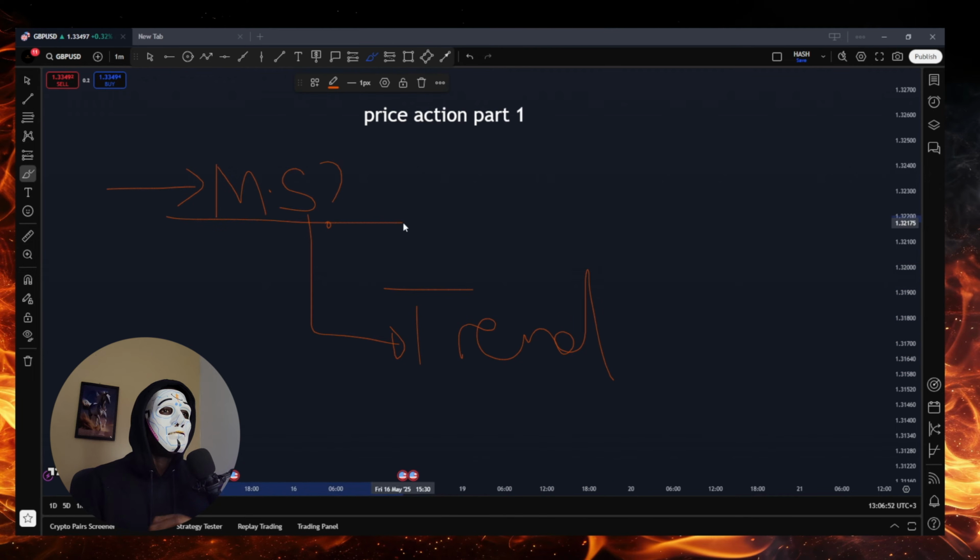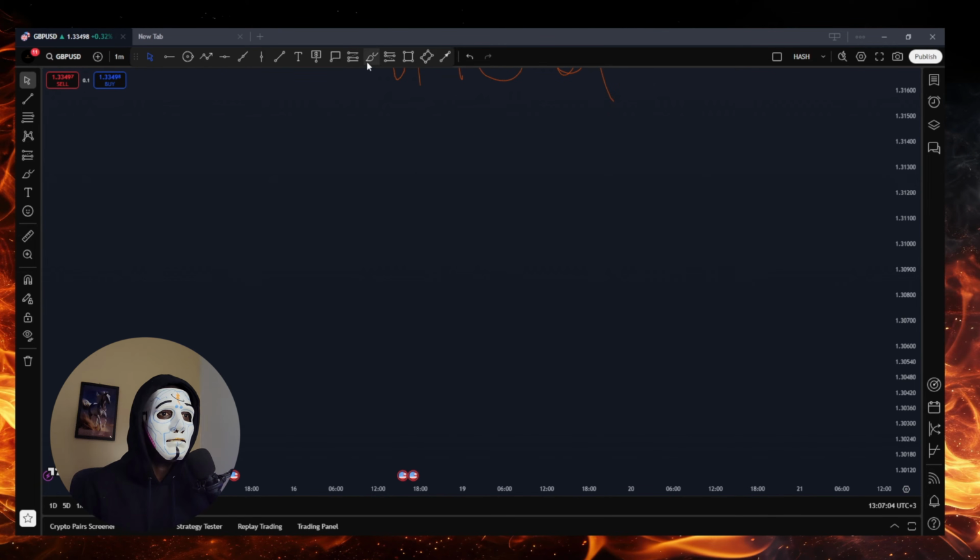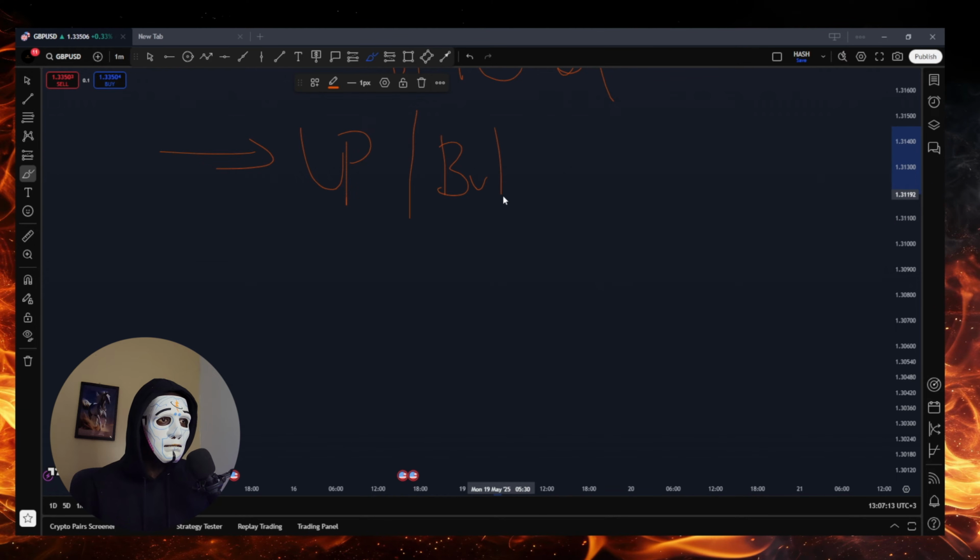So when you talk about market structure, we are looking at how trends are formed. We know that we have three types of trends. We have the uptrend, which is commonly also known as the bullish trend, which is also commonly known as the buying trend. So if somebody asks what the trend is, and you tell them it is a bullish trend, an uptrend, a buying trend, all these names mean the same.